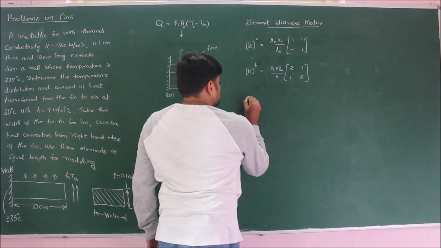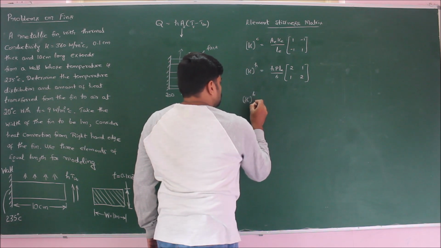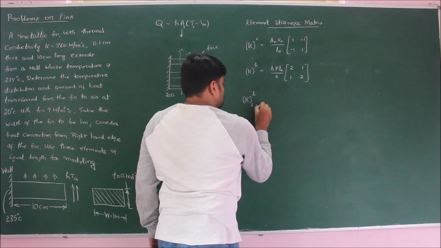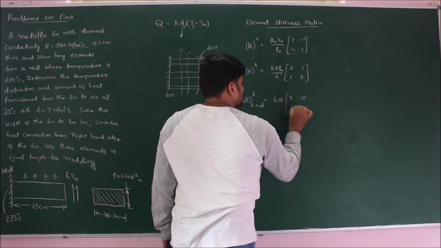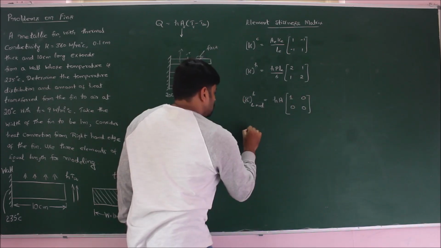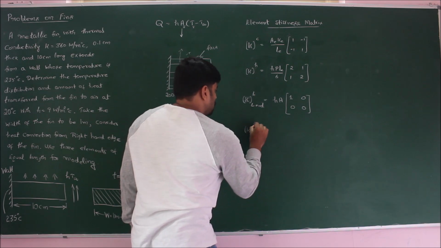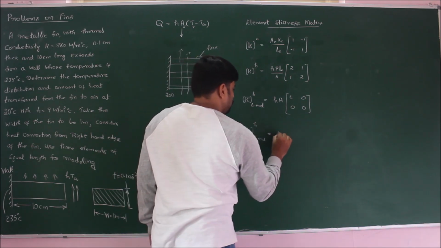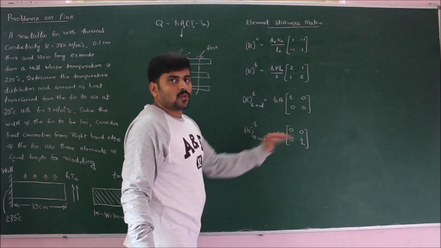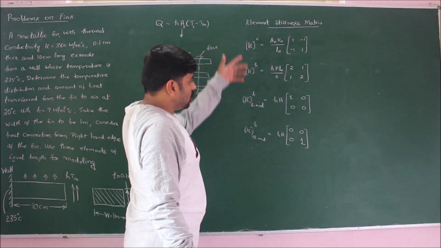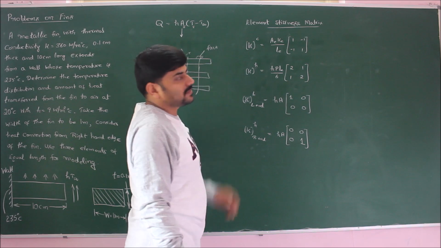The stiffness matrix due to left end convection is given by h times the area times the matrix [1 0; 0 0]. The element stiffness matrix due to right end convection is h times the area times the matrix [0 0; 0 1]. So these are the formulas one should know in the element stiffness matrix.